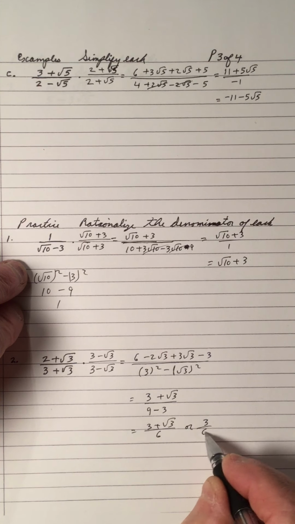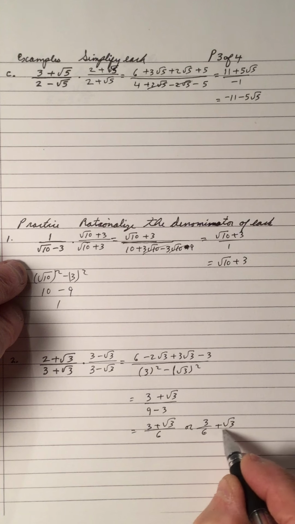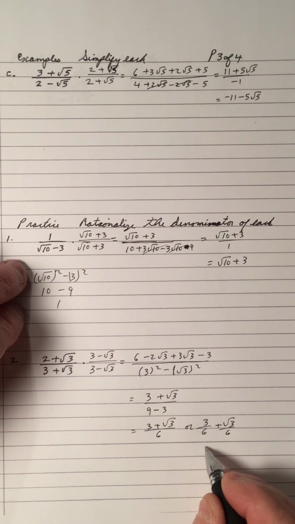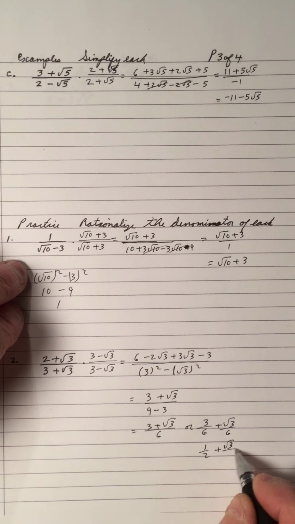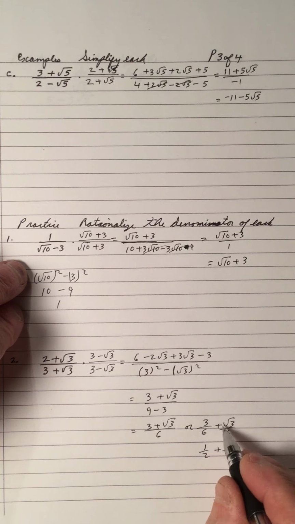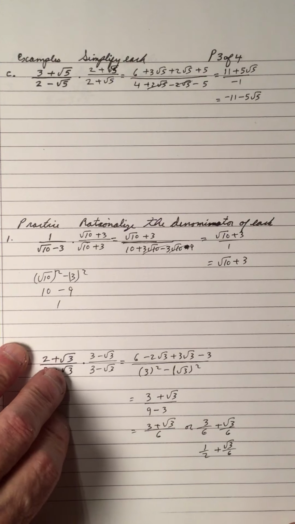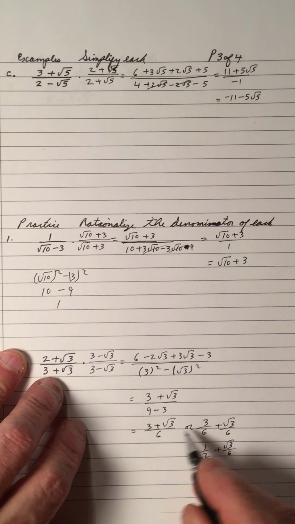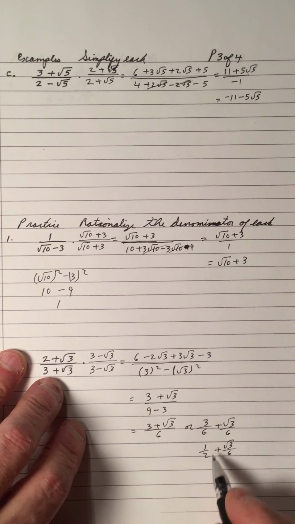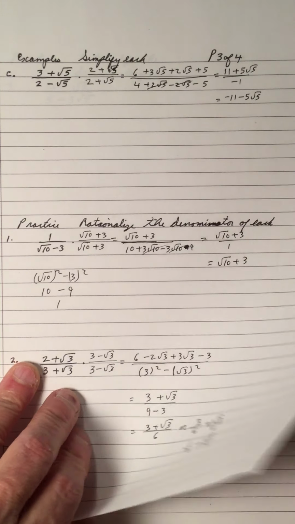You could go 3 over 6 plus root 3 over 6, and 3 over 6 becomes 1/2, and you can't cancel the 3 and the 6 because that's an irrational number, that's a rational number. So you can leave your answer like that as one fraction, or you can put the 6 as a denominator of both of these and reduce. They're your choice.